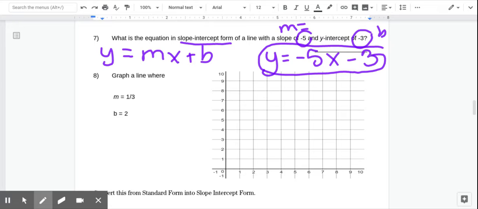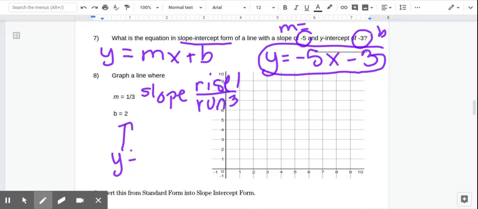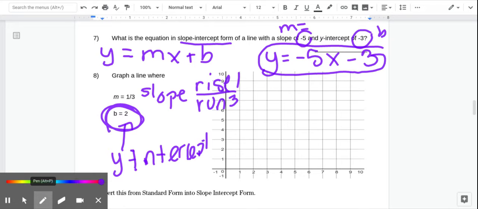Okay, number 8, graph a line where the slope is 1/3. So the slope has to rise 1 and run 3. Here is our y-intercept. Why do I keep writing a division sign? Y-intercept. So I always start here first. So b is 2. So I'm going to put a point on my y-axis at 2.